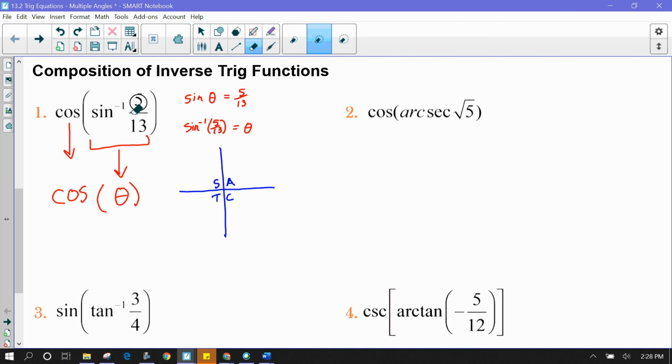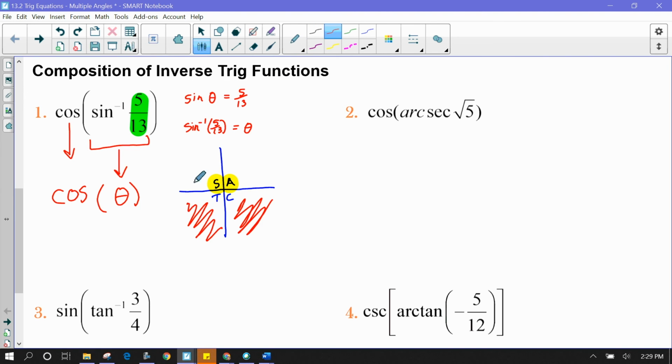The first thing I notice is that the ratio of the two sides that I'm given, 5 over 13, is positive. So I know that I'm looking for a quadrant where the sign is positive. That can only happen in the first quadrant, because all of the trig functions are positive there, and the second quadrant, because sine is the only one that's positive there. So it's one of those two. It's not going to be the fourth or the third, so we can cross those out.